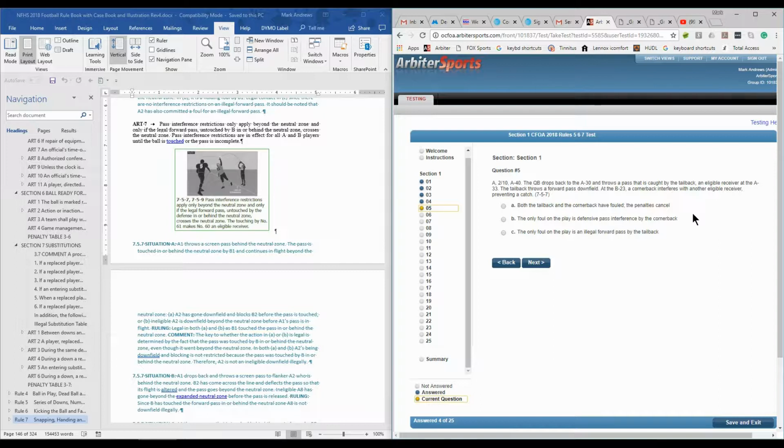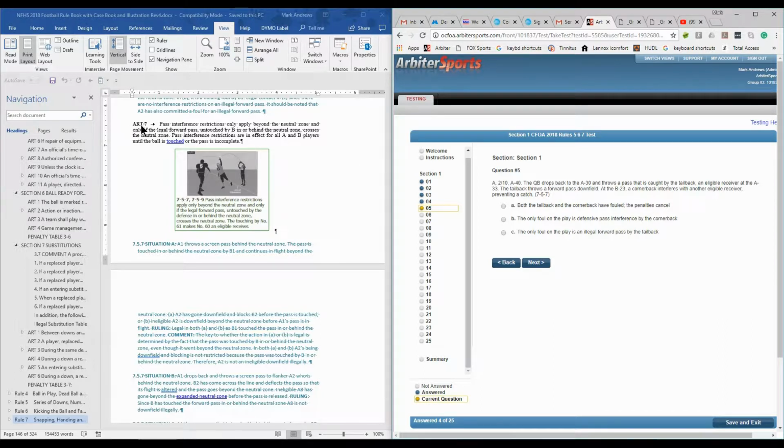We have 2 forward passes, and there are rules against 2 forward passes. So that second pass is an illegal pass. Had the first pass been a backward pass, then the second pass, the forward pass, would have been legal. But we have 2 forward passes here, so that second pass is illegal. So the question is, can you have pass interference on an illegal pass? And that question is answered by Rule 7-5-7.